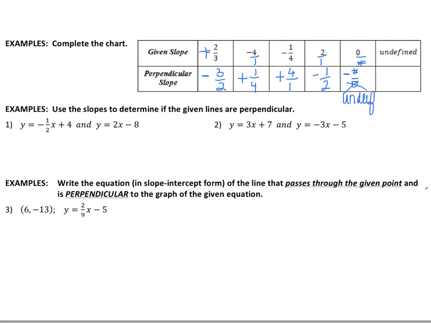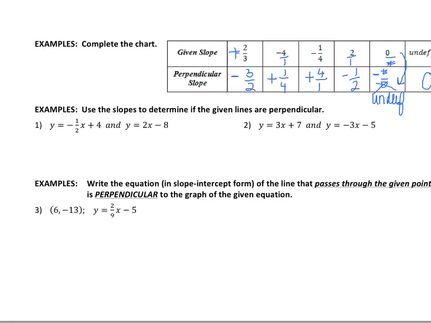Okay? Well, then vice versa, if you have an undefined slope, then the perpendicular slope would just be 0. So just remember that when the slope is 0, the perpendicular slope is undefined, and vice versa, when the slope is undefined, the perpendicular slope is 0.